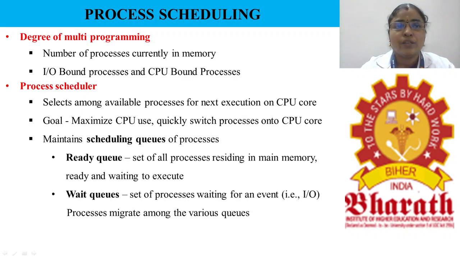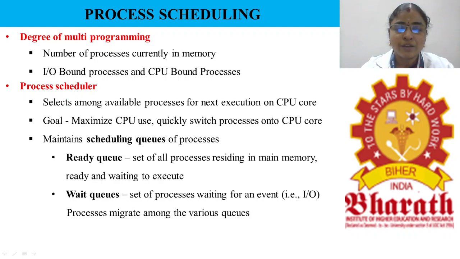Next is process scheduling. Before moving to process scheduling, we should know about the degree of multiprogramming. Degree of multiprogramming is the number of processes currently running in memory. There are two different types of processes: the IO bound process and the CPU bound process. A CPU bound process utilizes the CPU more compared to IO devices. Fewer interactions are available in CPU bound processes. Whereas in IO bound processes, we use the IO devices more than the CPU. User interaction is higher compared to CPU bound processes.